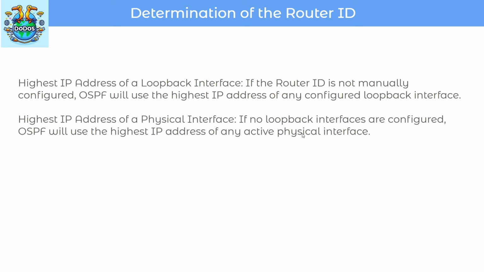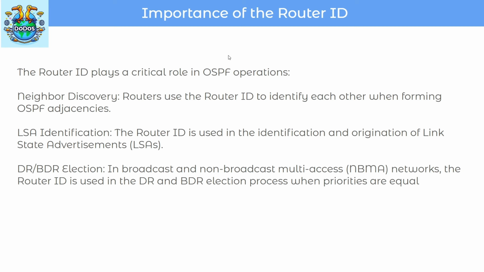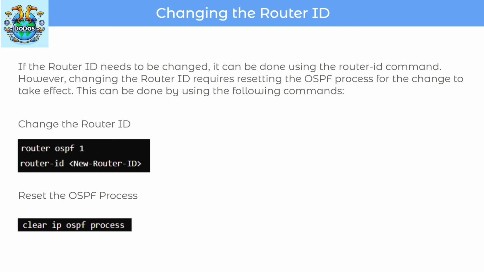So, what's the importance of the router ID? The router ID plays a critical role in OSPF operations. Neighbor discovery. Routers use the router ID to identify each other when forming OSPF adjacencies. LSA identification. The router ID is used in identification and origination of link state advertisements. And then DR and BDR selection. In broadcast and non-broadcast multi-access networks, the router ID is used in the DR and BDR election process when priorities are equal.